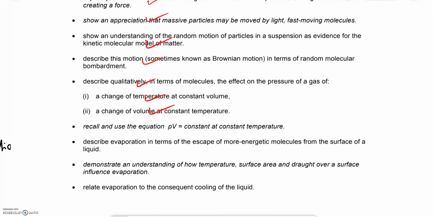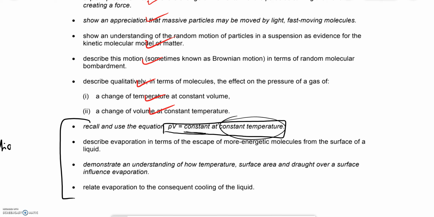In this video, we'll continue off from the last video, so make sure you have seen that, by looking at the simple kinetic molecular model. Particularly, we're going to focus on these three syllabus points. At the end of last video, we introduced this equation: pressure times volume, PV, is equal to a constant.